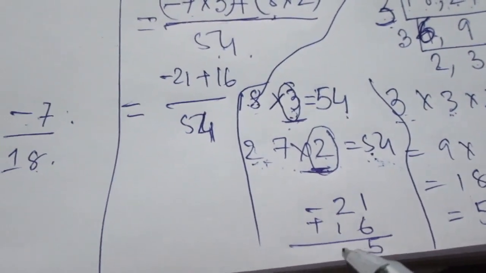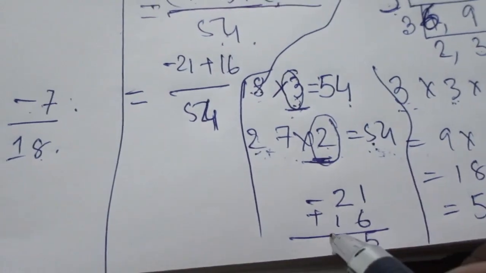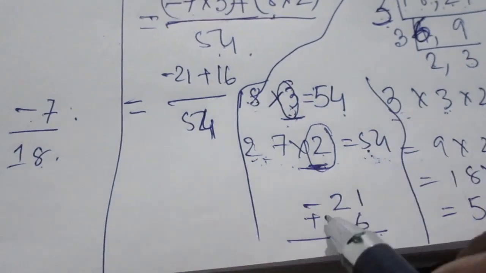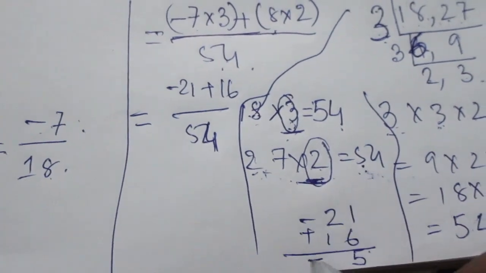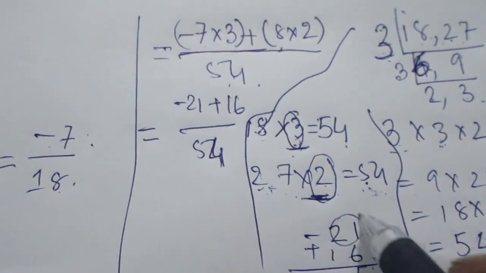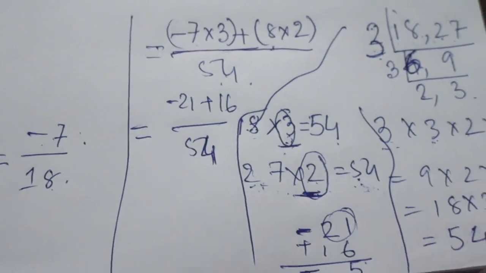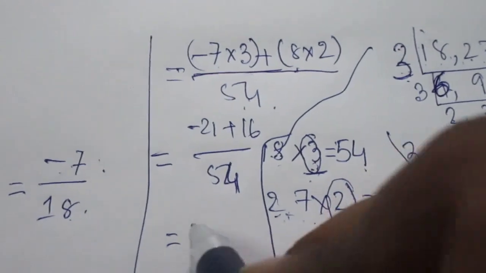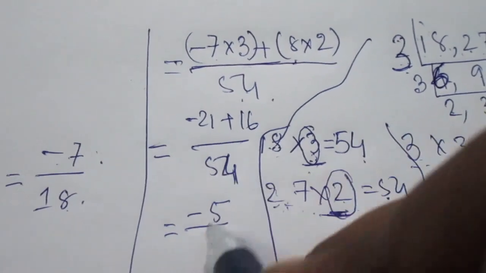So here it will be 5 and here it will be 0. So the answer is 5, but what sign do we have to give? We have to give a minus sign, as the greater number has the negative sign. Okay, so the answer is minus 5. So the answer will be minus 5 by 54.